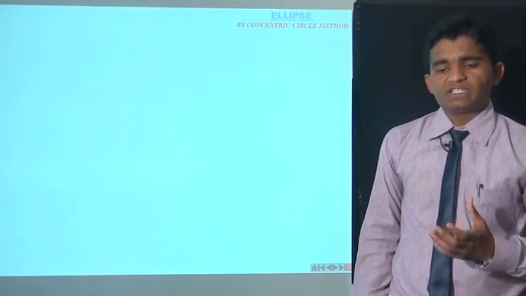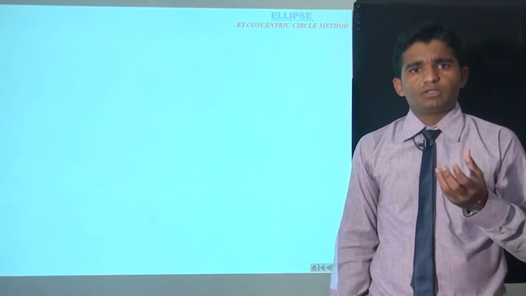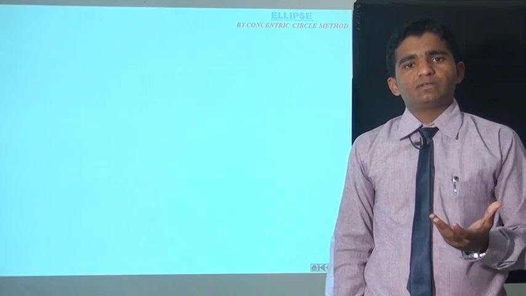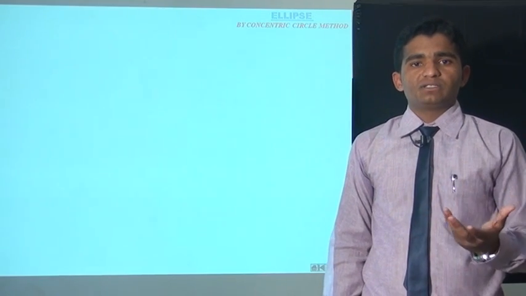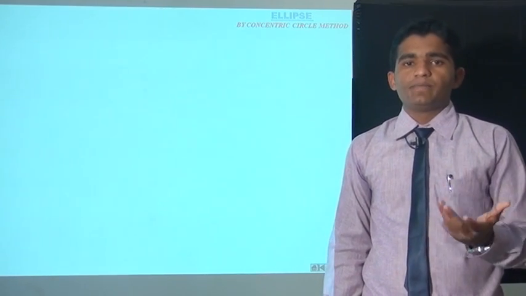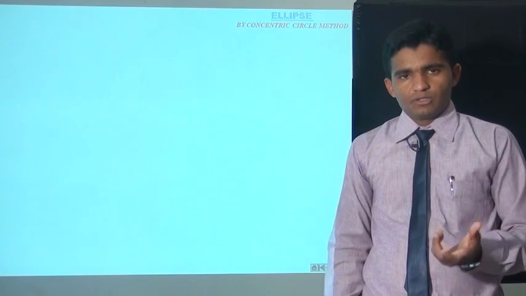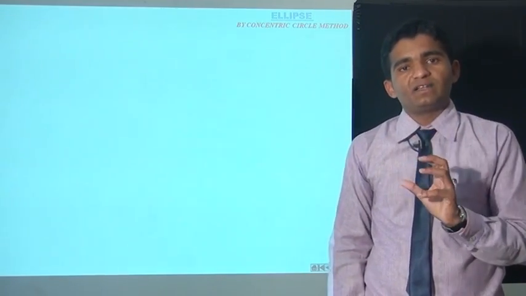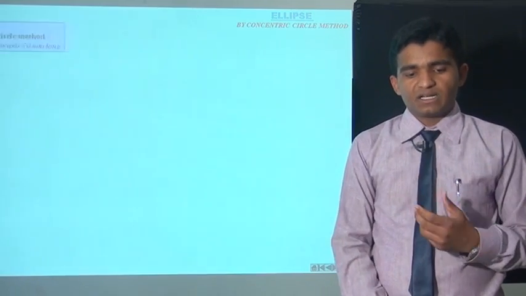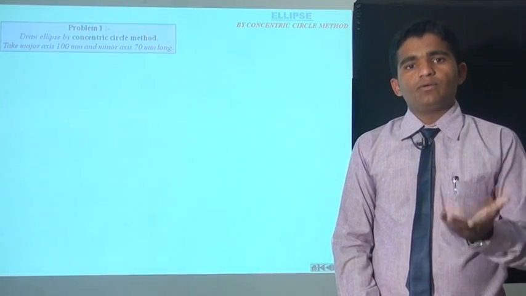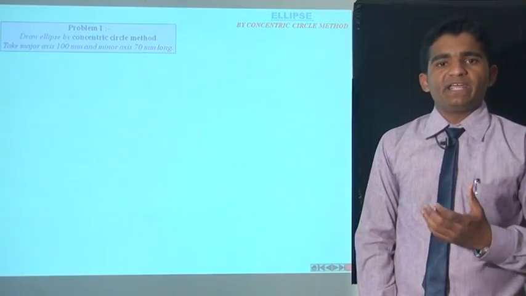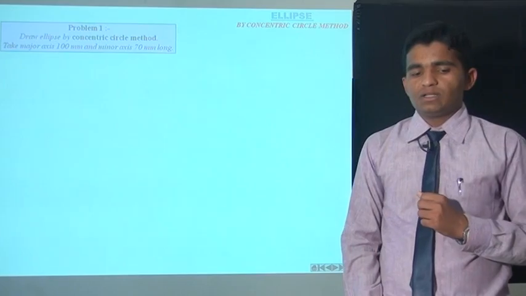Now what is a concentric circle? Concentric circles are those which have the same center but different radius and different diameter. So circles which have a different radius and different diameter but the same center are called concentric circles. Now let's study how to draw an ellipse by the concentric circle method.